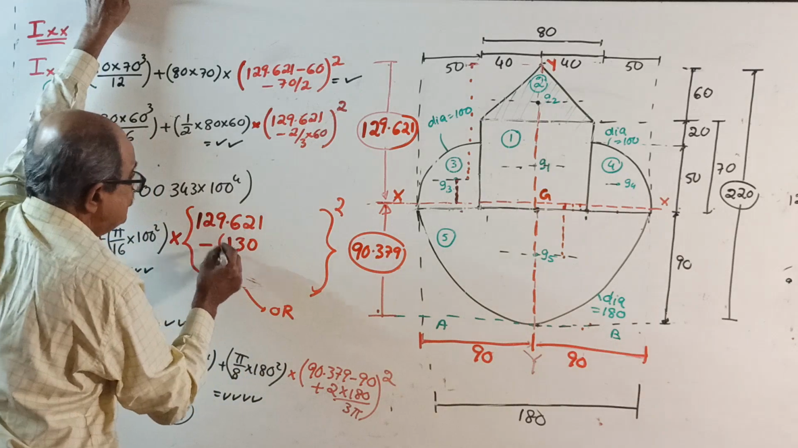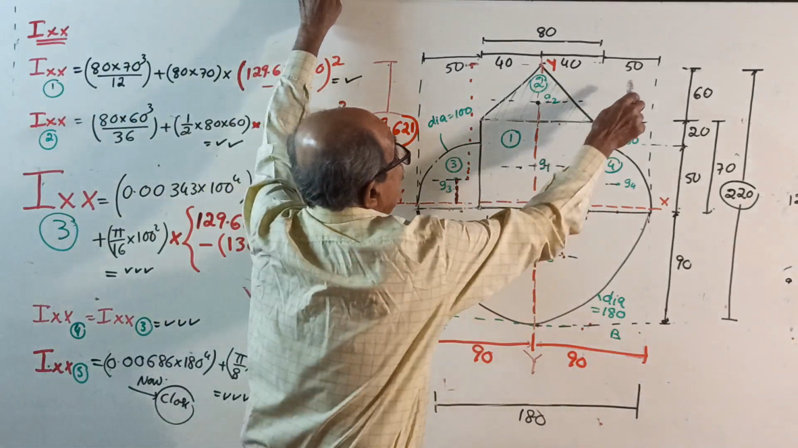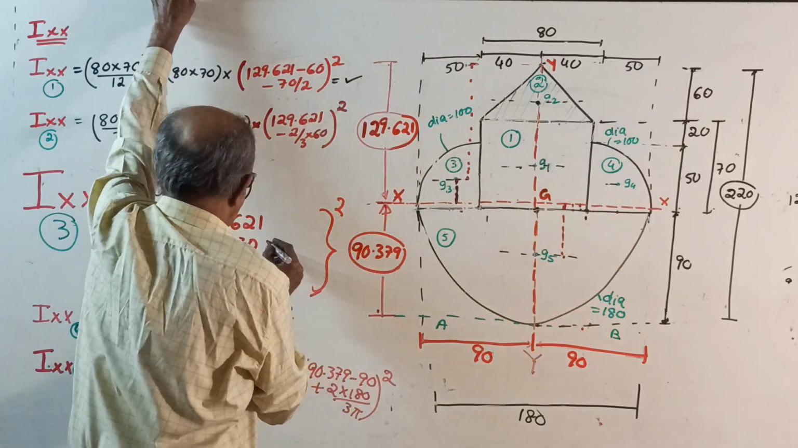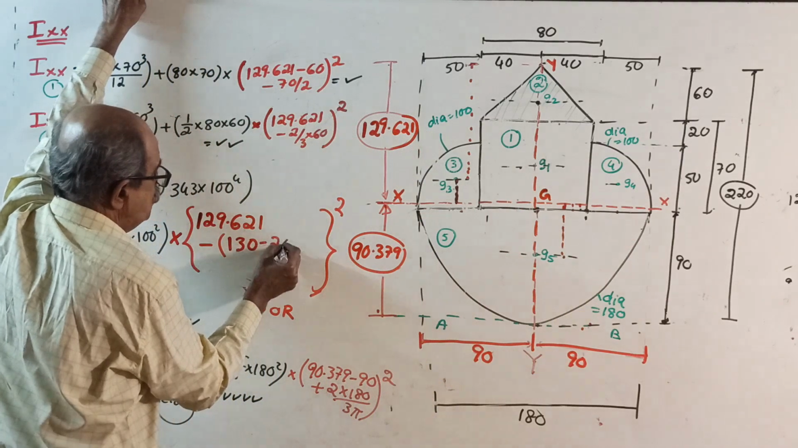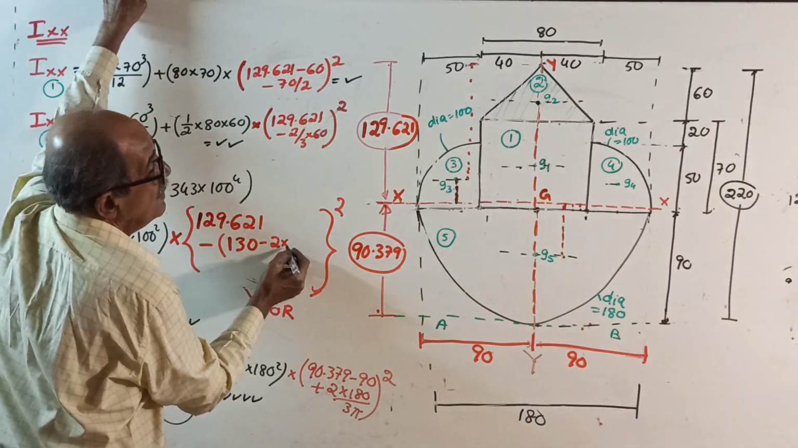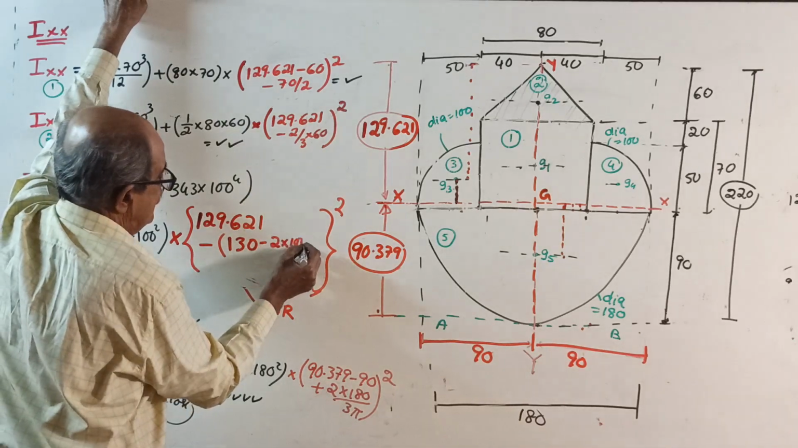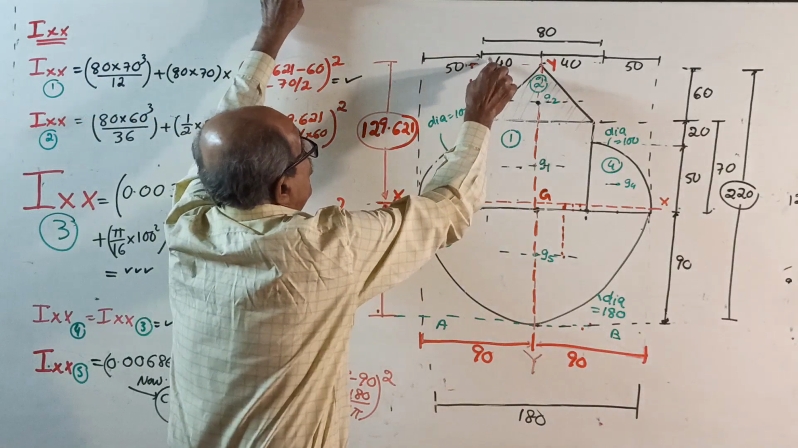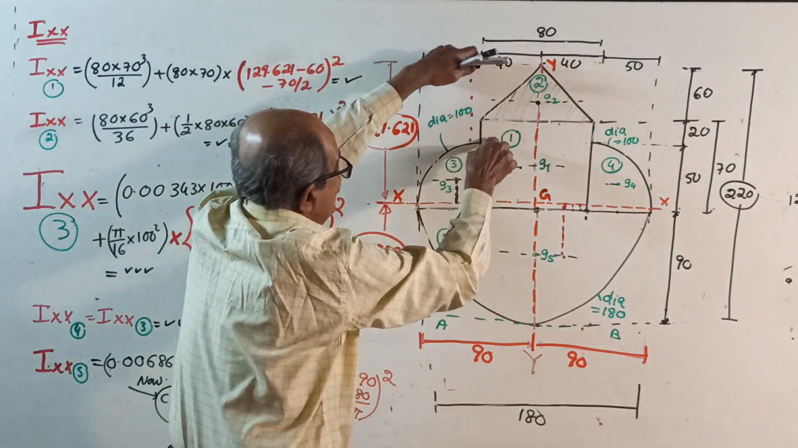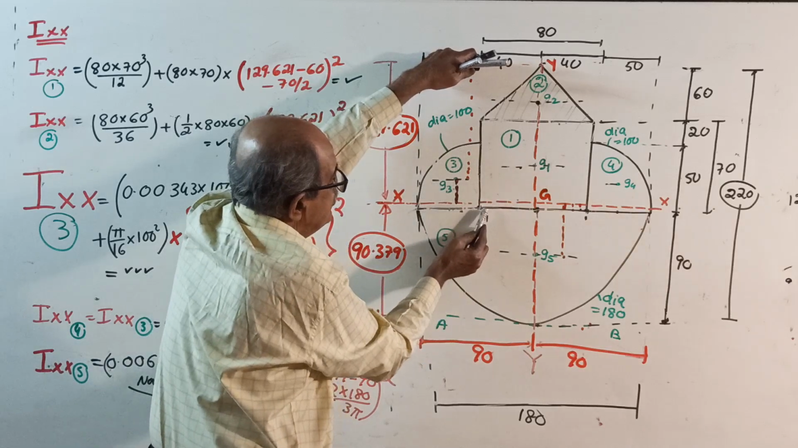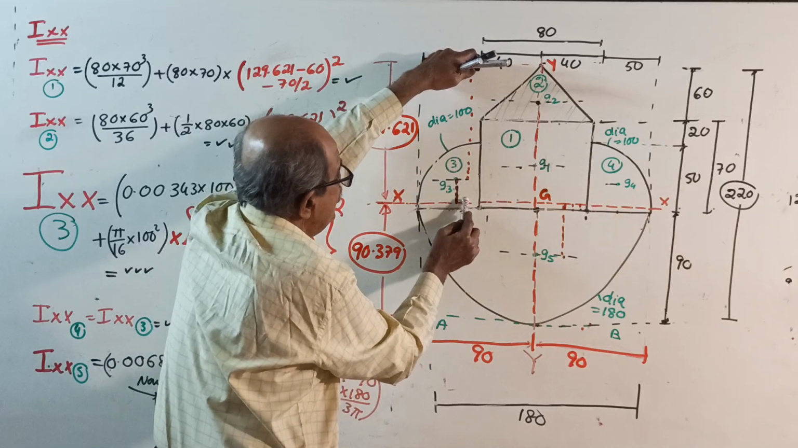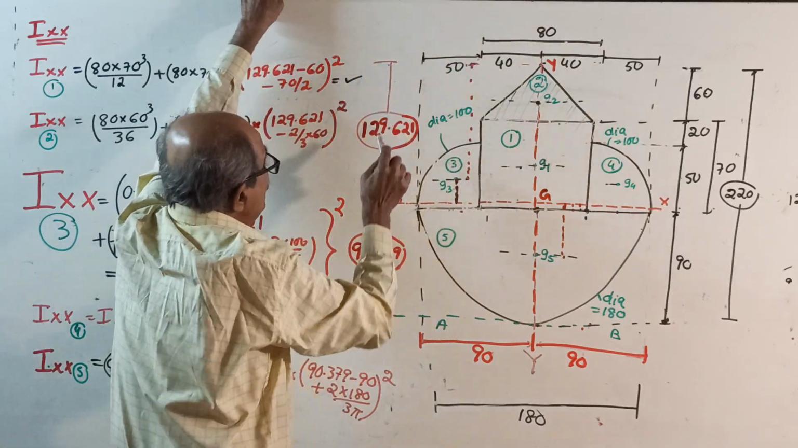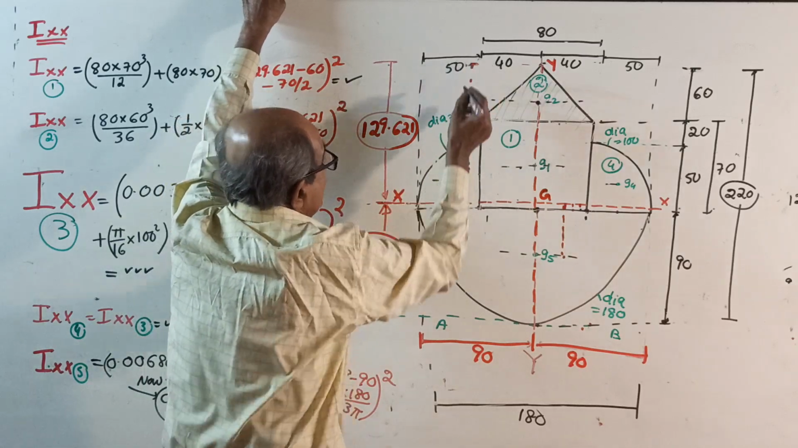So bracket 130. See, this is 130. From here to here is 2d by 3 pi, minus 2 into diameter, where diameter is 100, divided by 3 pi. See, once again, 130 up to here minus 2d by 3 pi will give you this distance. From 129.621 subtract this distance.